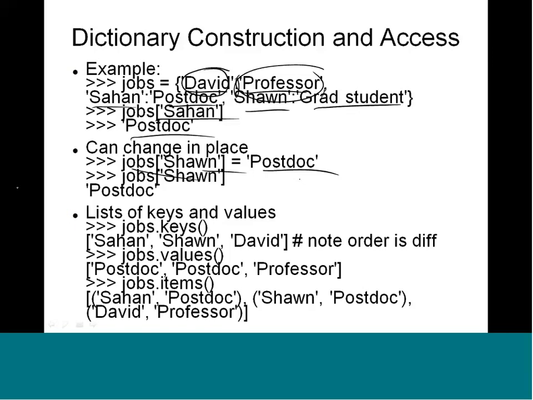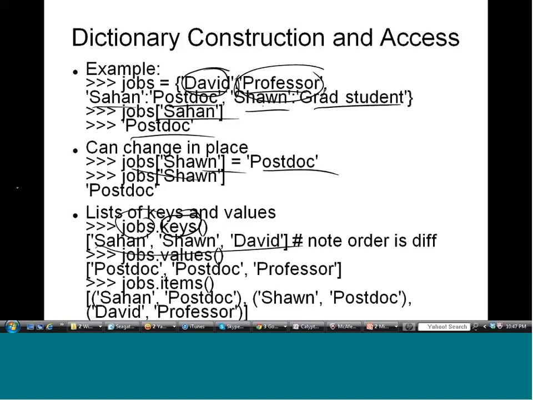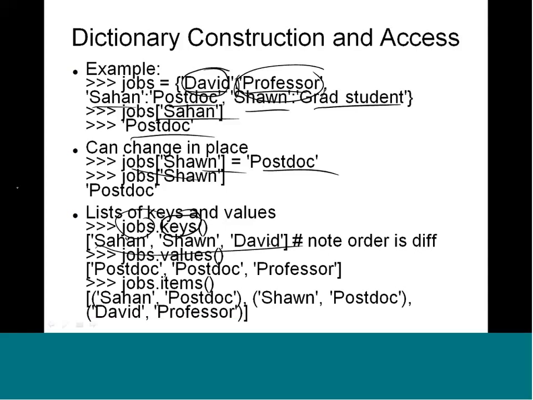And then if you want the list of keys and values, we use the method keys. So for jobs dot keys, it prints the three keys. And if you notice, the order has changed. Originally our order was David, Sahan, and Sean. Now the new order is Sahan, Sean, and David.